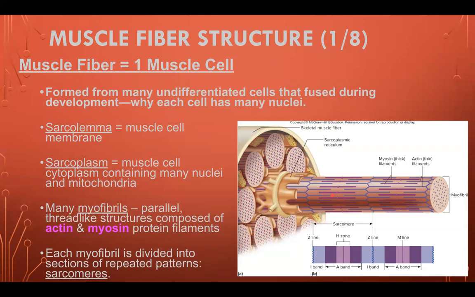Okay, and then if we look closely at a myofibril, we have these little functional units, right? They repeat all the way down the length of the muscle fiber. And these functional units are called sarcomeres. And they produce these striations that we have talked about previously as well in the tissue unit.